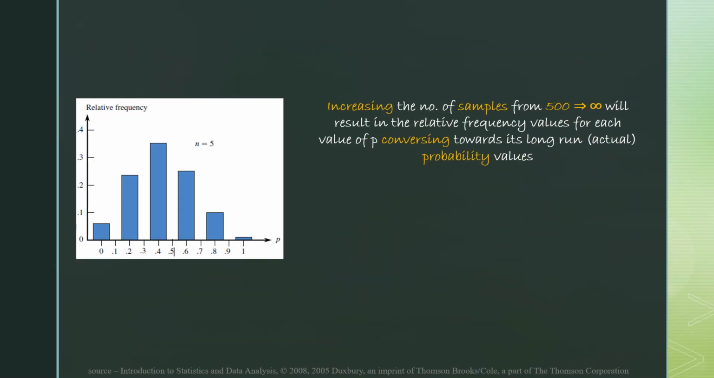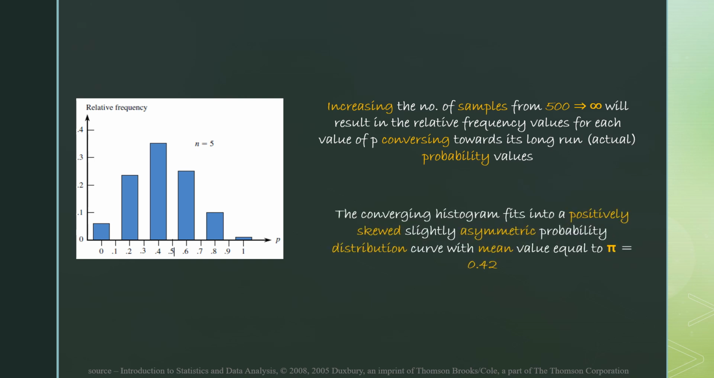Increasing the number of samples from 500 to infinity will result in the relative frequency values for each value of P converging towards its long-run actual probability values. The converging histogram fits into a positively skewed, slightly asymmetric probability distribution curve with mean value equal to pi at 0.42.